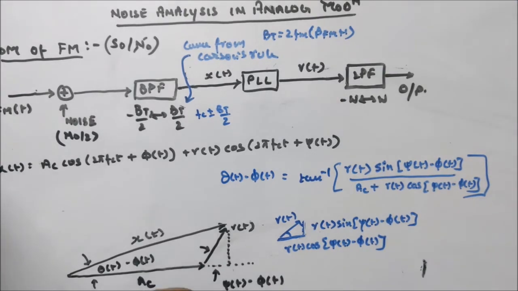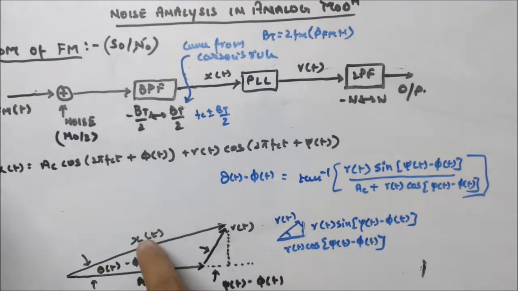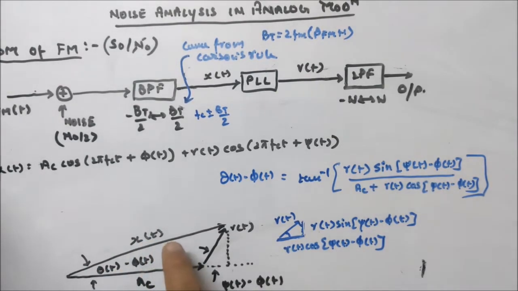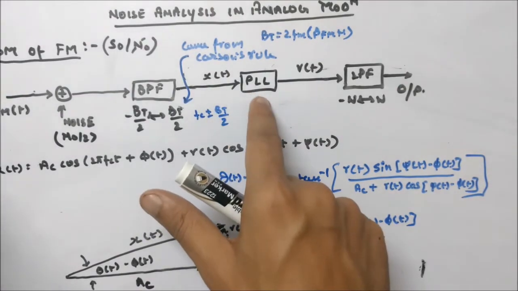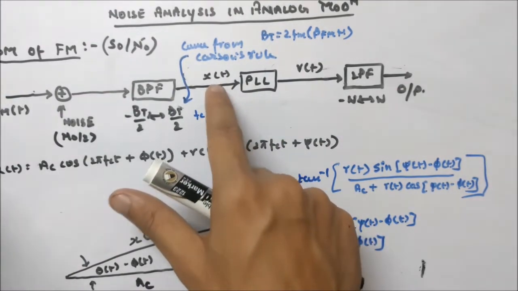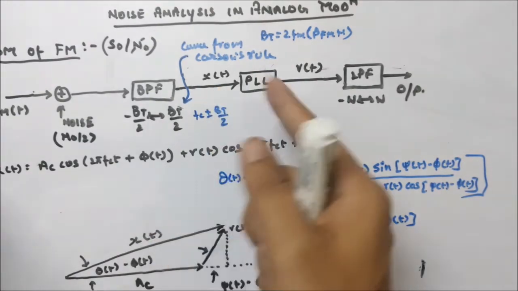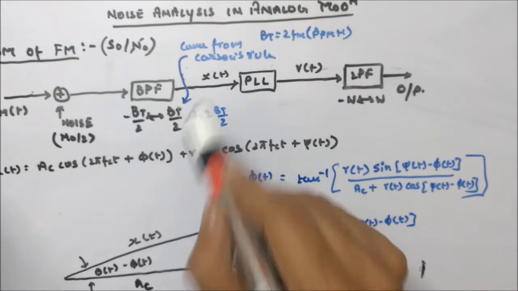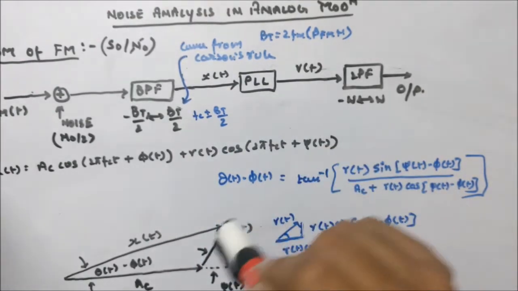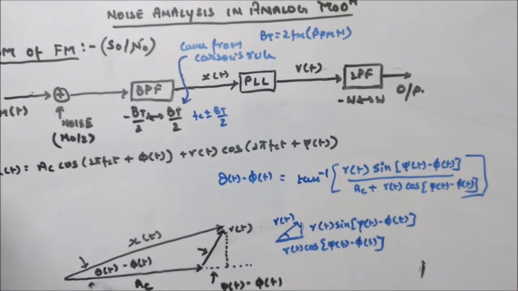Now why are we interested in this angle? Because this is the phase of xt which we want. Why? Because if you pass the signal xt through the PLL, it will respond to the phase of this xt. More specifically, it will differentiate the phase of xt at the PLL output. So that is why we have calculated the phase of xt.